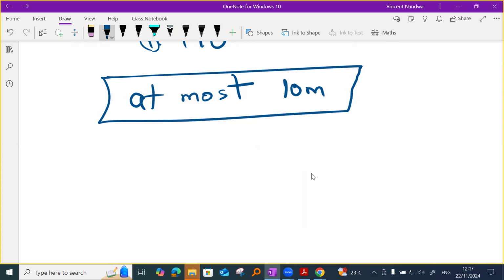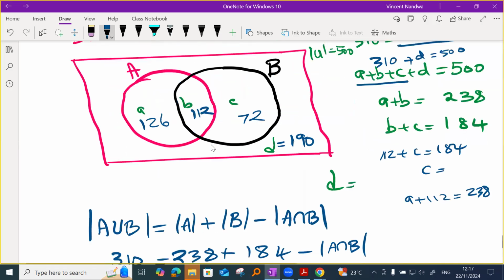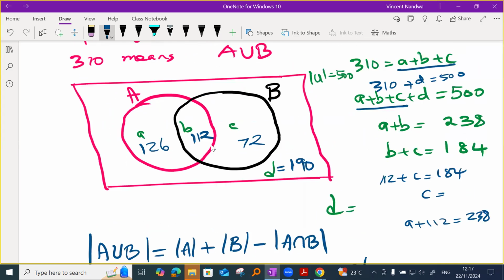So when we say the number of professionals who had at most 1 degree, where should a person be in this diagram? A or C? Okay, stop. Before we go to the nitty-gritty, at most 1 means 1.